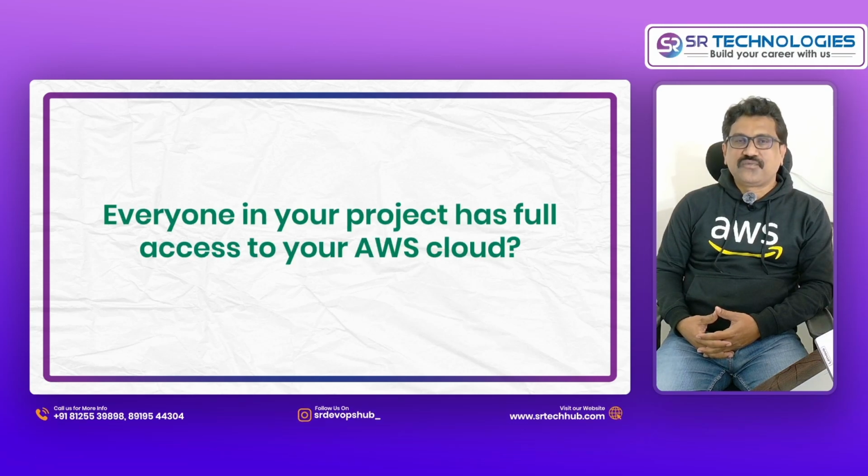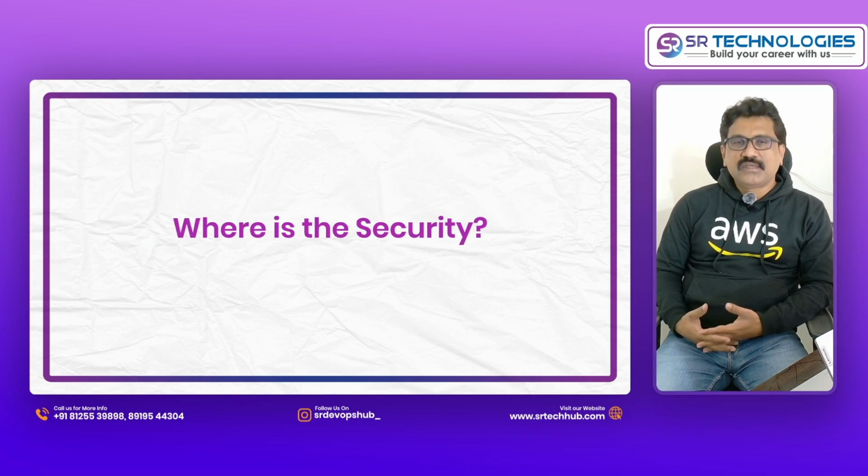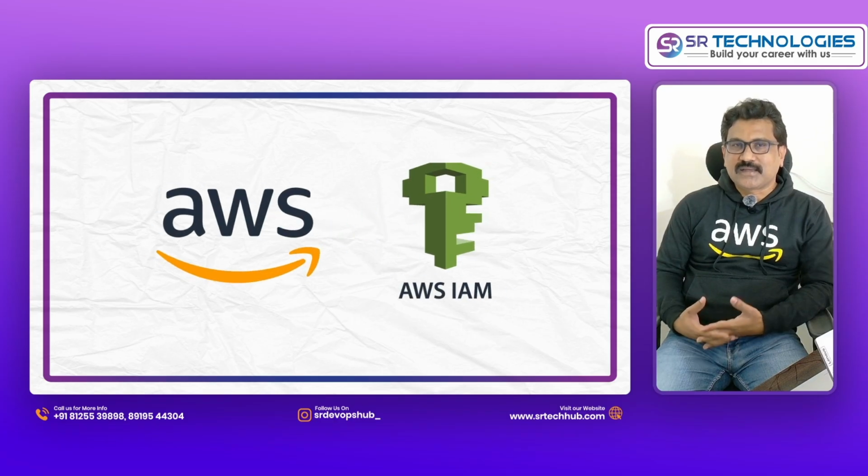Everyone in your project has full access to your AWS cloud. That means anyone can delete the resources knowingly or unknowingly. So where is the security? Don't worry, AWS has a solution for that. By using IAM, you can restrict the access, who can access what. Also, you can restrict the permissions to keep your cloud environment secure.